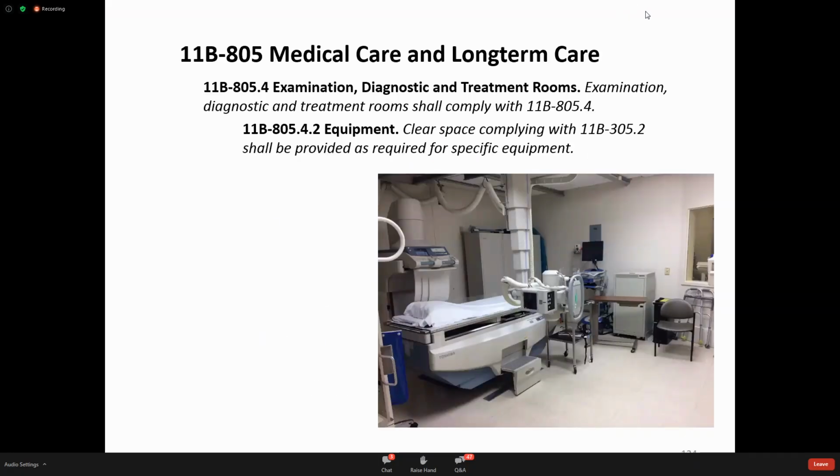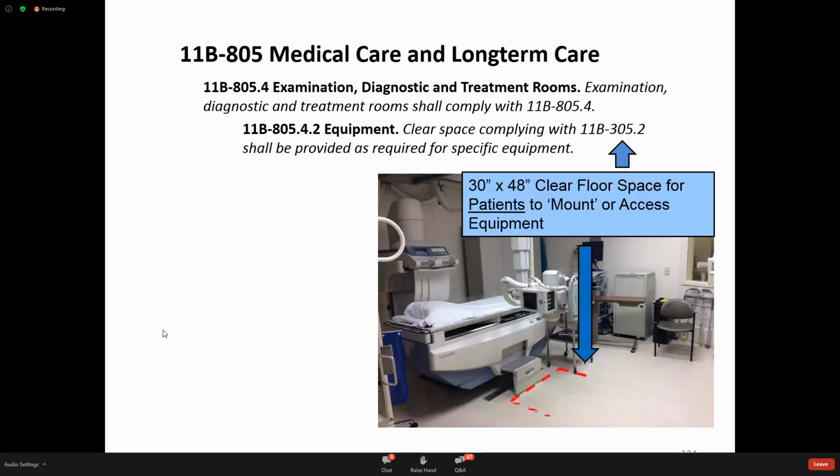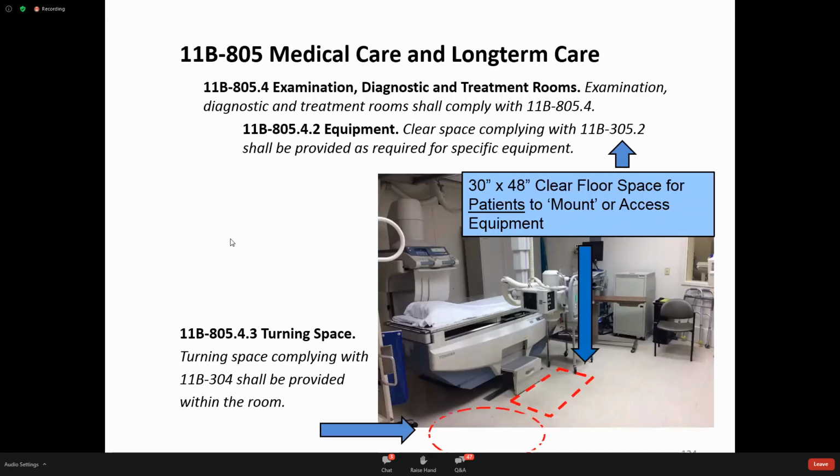So another piece of this, the last piece of this particular point 4 section, is equipment. A clear space complying with 305.2 shall be provided as required for specific equipment. Oh, and then there is actually, I forgot about that, a last requirement. There's a turning space requirement, very much like a patient bedroom. But it's the other one that I want to go to, the equipment requirement.